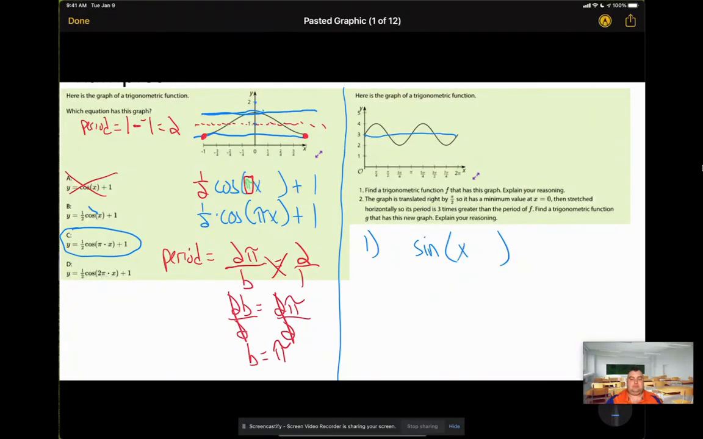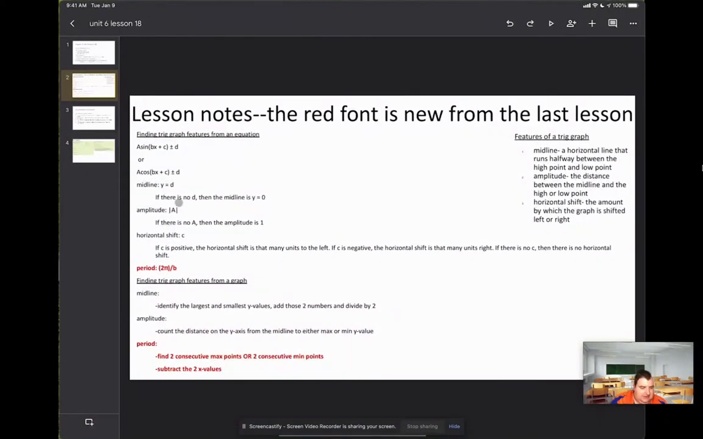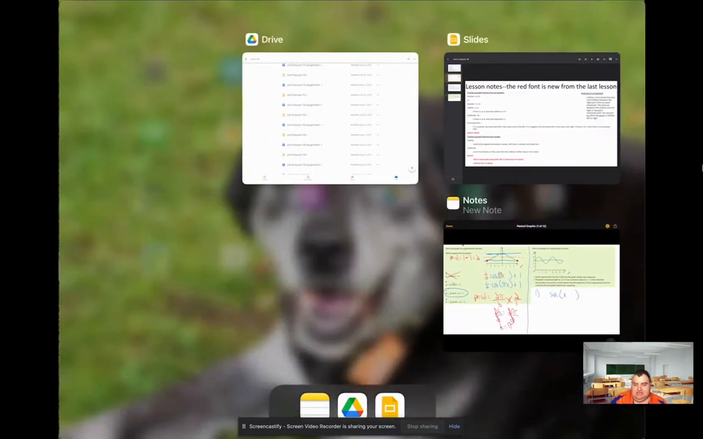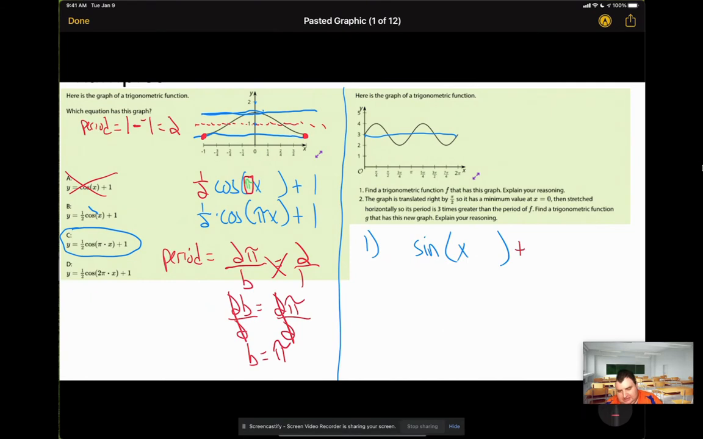Okay. Now I already found the midline. The midline is at 3. So remember, the midline is the d value here. Because the midline is at +3, I'm going to put +3 after the parentheses.